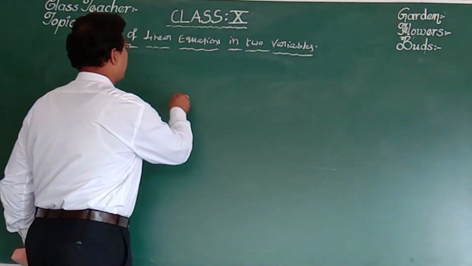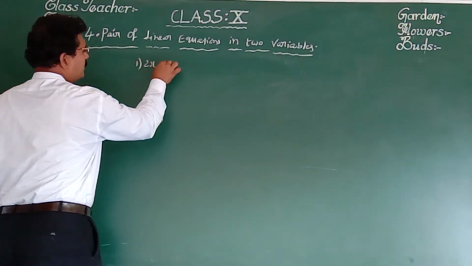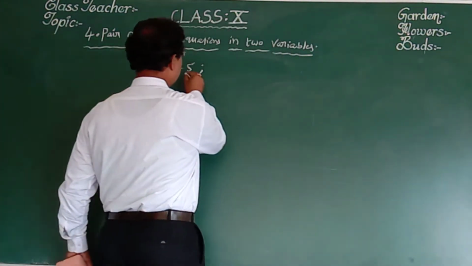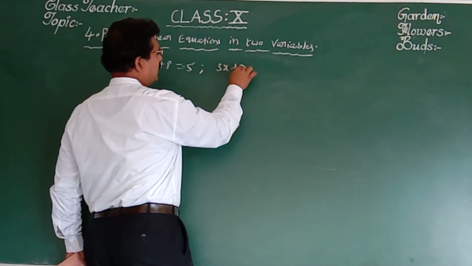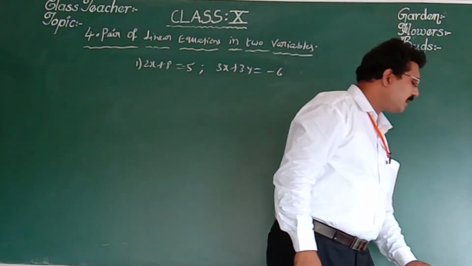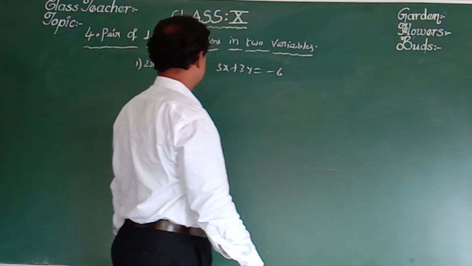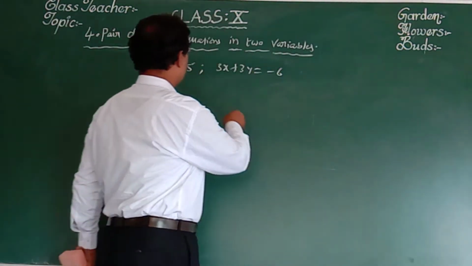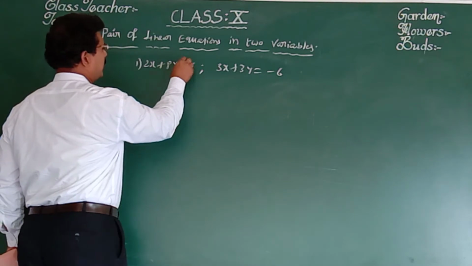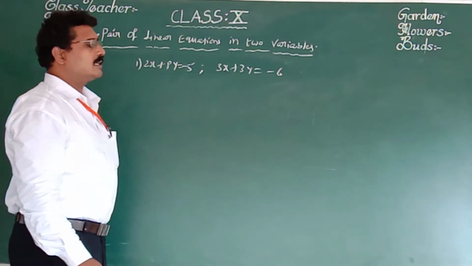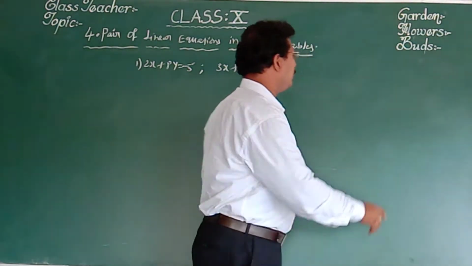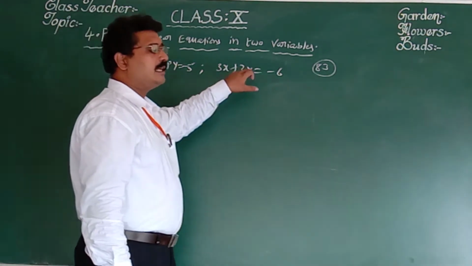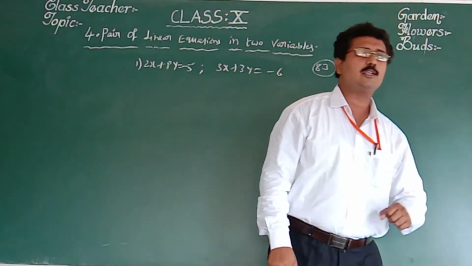The first one: 2x plus py is equal to minus 5, and 3x plus 3y is equal to minus 6. See, most important, this is page number 83, try this. For what value of p does it have a unique solution?